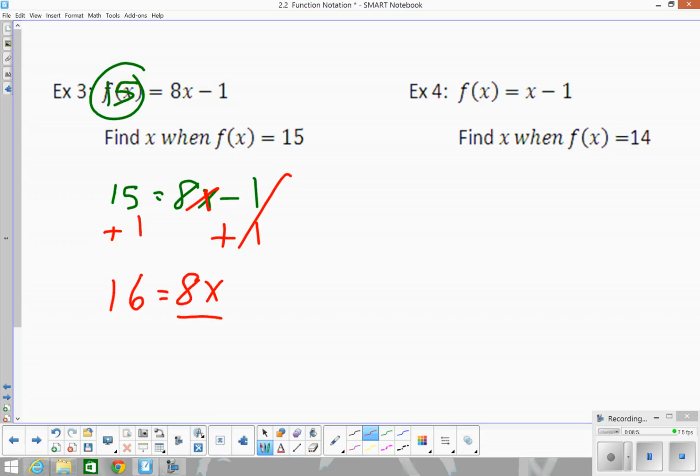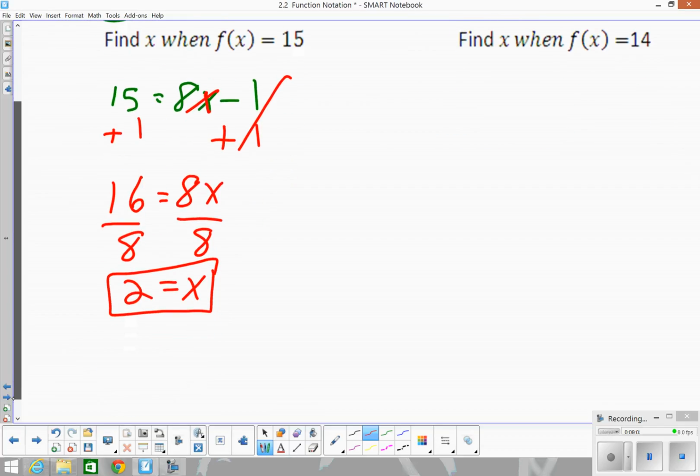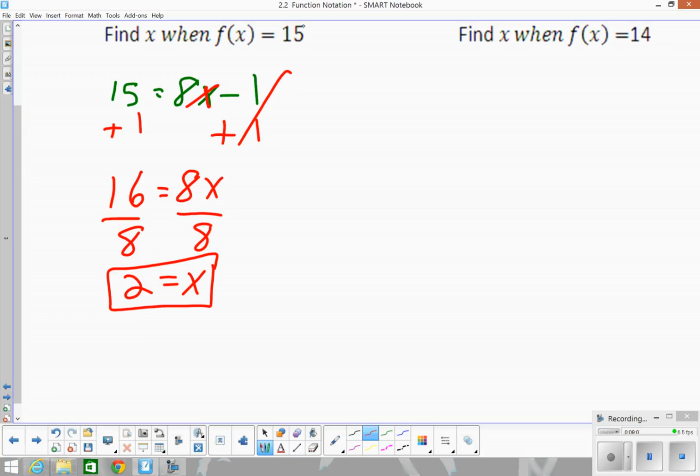Last step, divide both sides by 8. 16 divided by 8 is 2. I'm left with x is equal to 2, and that's going to be my answer. Now, if I ask you to write this in function notation, I gave you the notation already, but now what's x? x is 2. So you're going to rewrite that with a 2. So this would be f of 2 equals 15. Cool. That's going to be my answer.